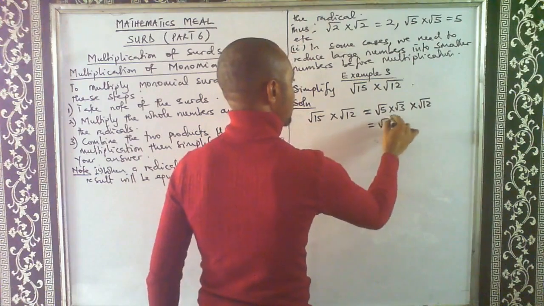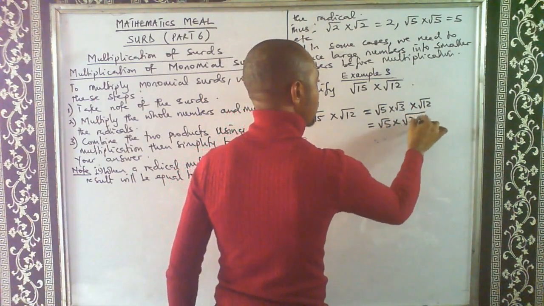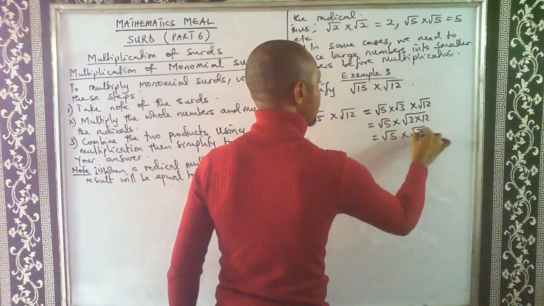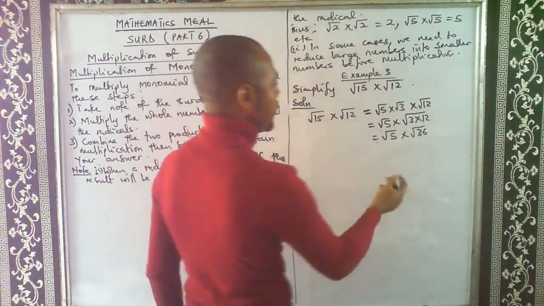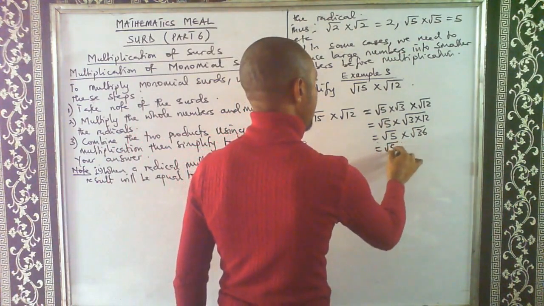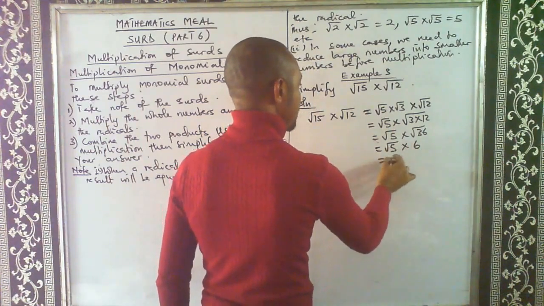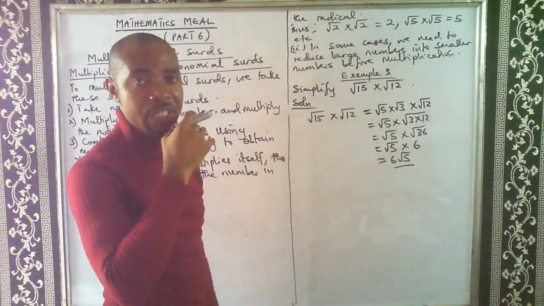Square root of 5 times square root of 3 times square root of 12 will give me square root of 5 times square root of 36. And 36 is a perfect square. So we have square root of 5 times 6. And when you multiply this, you have 6 root 5, which is the exact answer we had previously.